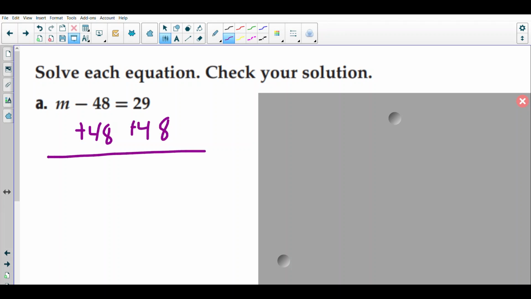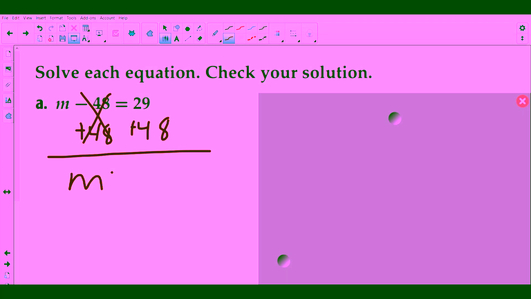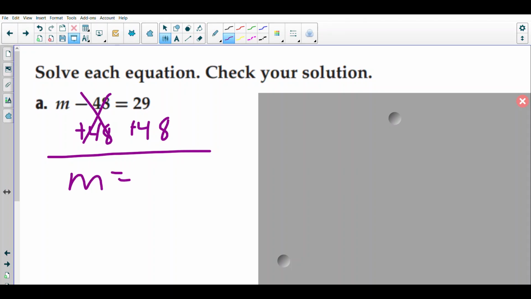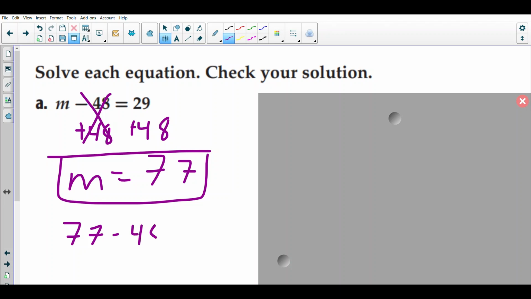So the minus 48 plus 48, those cancel. I'm left with m is equal to 29 plus 48, which is 77. So m is equal to 77. To check, we can do a simple 77 minus 48. Doing the math, that gives us 29. Okay, and we'll do another one over here.